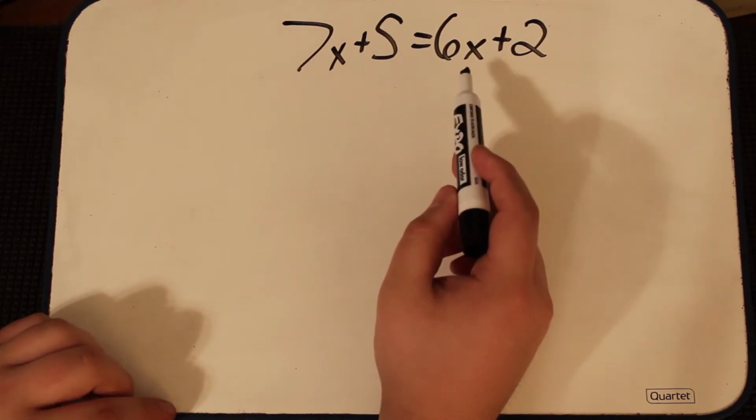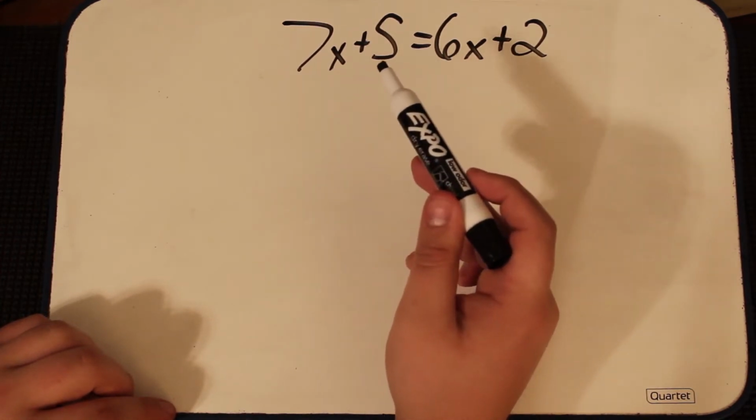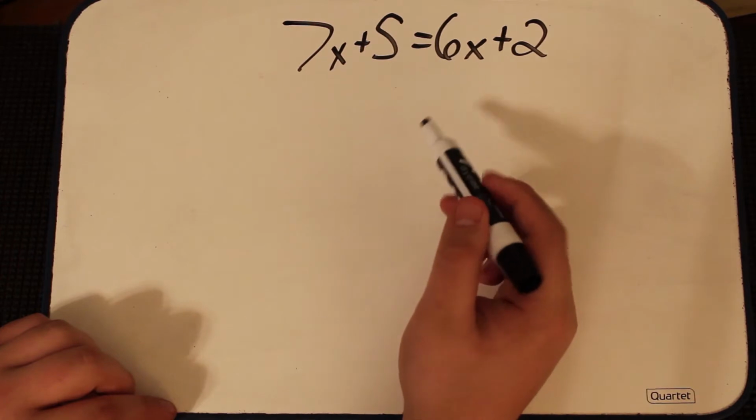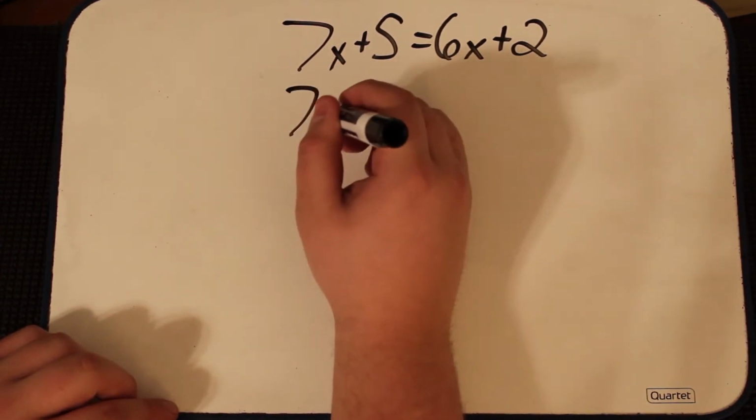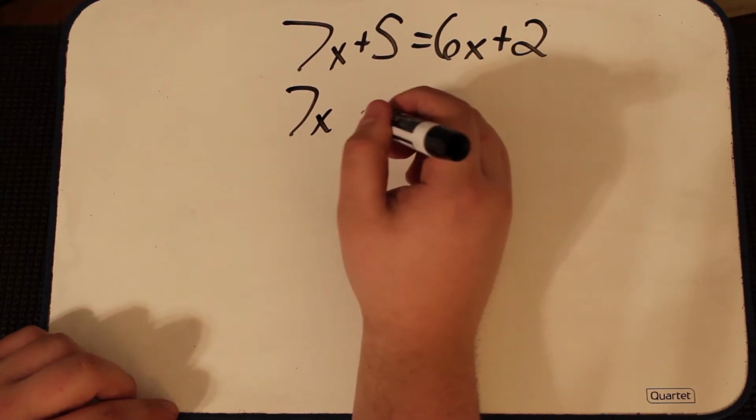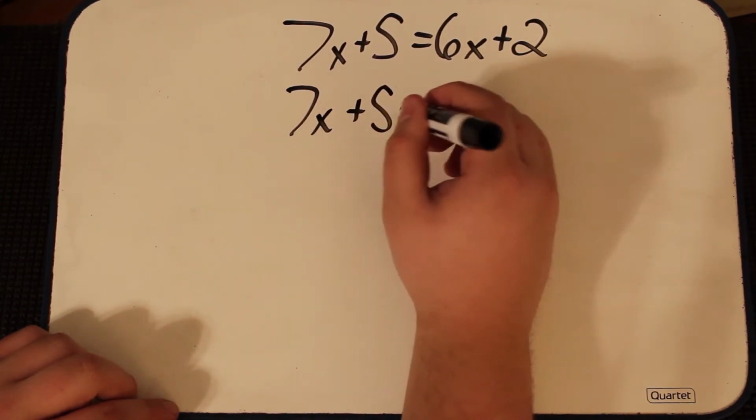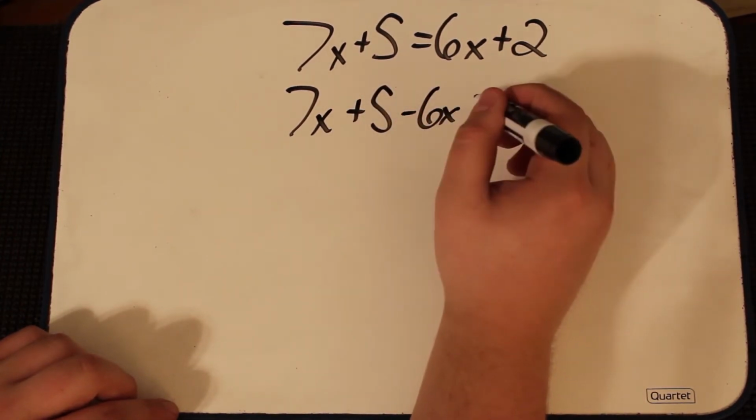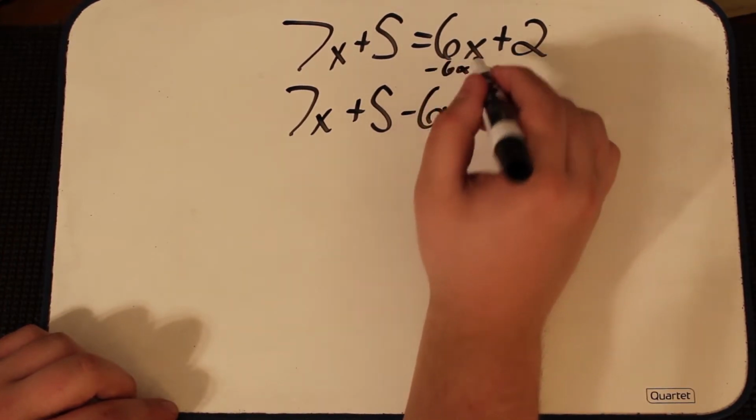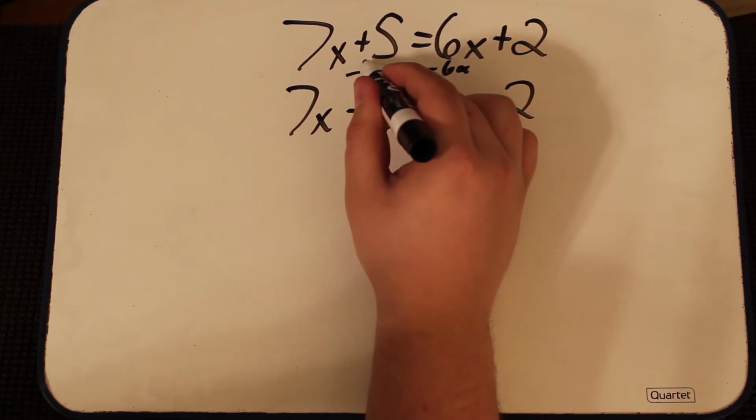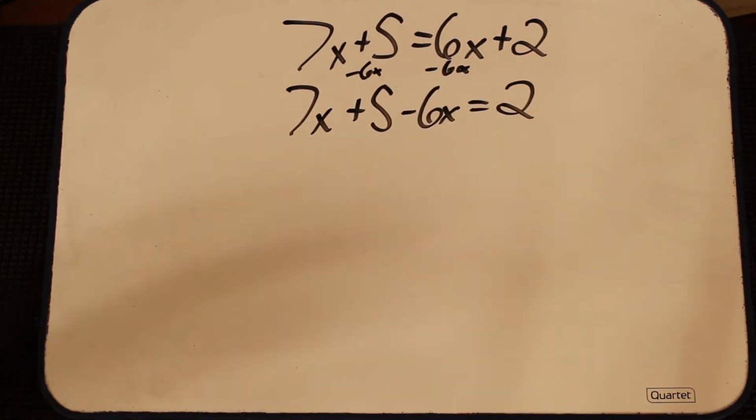If I want all my variables on the left side, I'm going to subtract 6x. So I'm going to write it out: I have 7x plus 5 minus 6x equals 2, because we took that 6x away from both sides, moved it over.